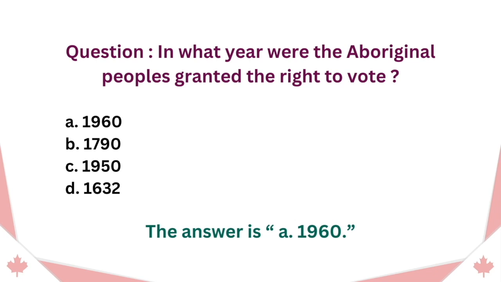Question. In what year were the Aboriginal peoples granted the right to vote? A. 1960. B. 1790. C. 1950. D. 1632. The answer is A. 1960.